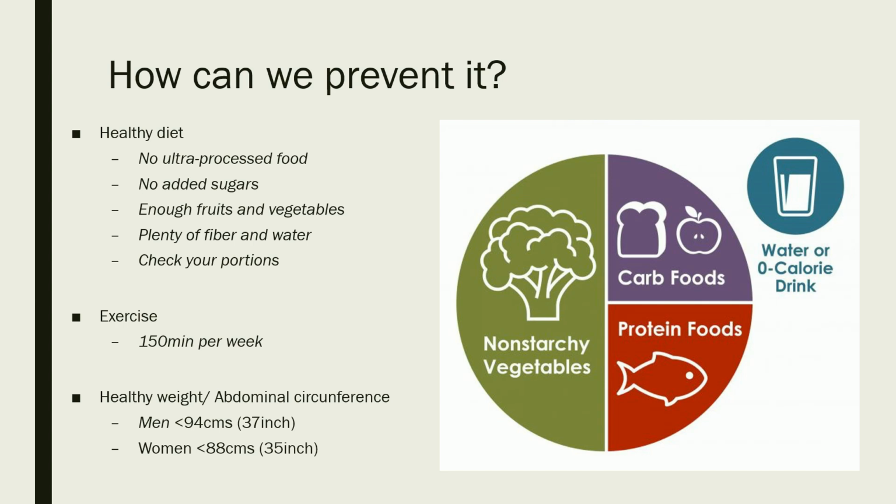But in type 2 diabetes mellitus, since the main mechanism leading to the development of this disease is an excess of energy intake of calories, number one, we need a healthy diet. And of course, the healthiest diet for each one of us is different and we need to talk with an expert. But we can give general recommendations: no ultra-processed food, no added sugars in the things we consume, enough fruits and vegetables, and there we have to prefer fruits and mainly vegetables that have plenty of fiber and water.